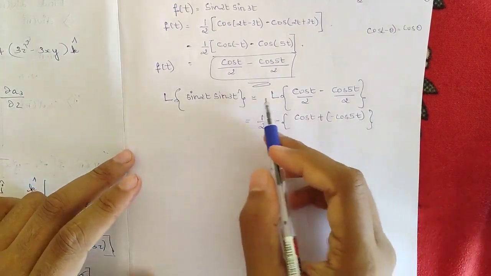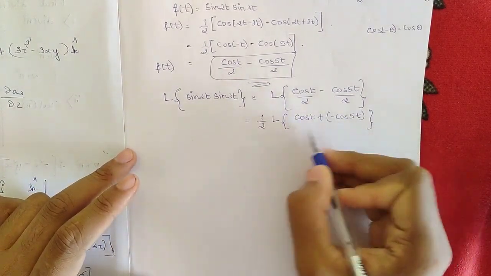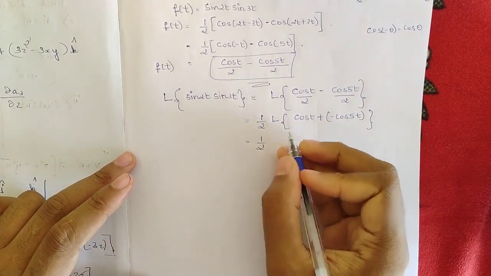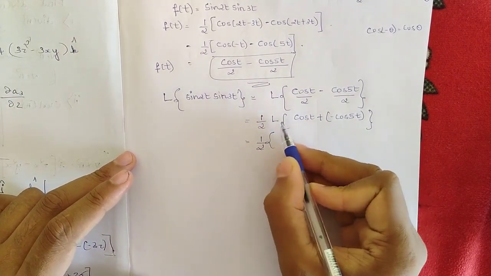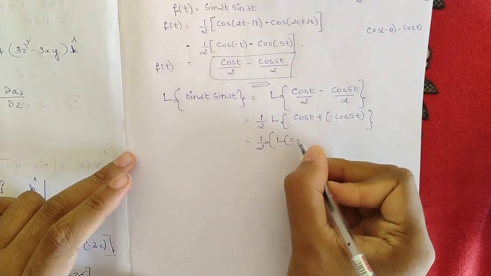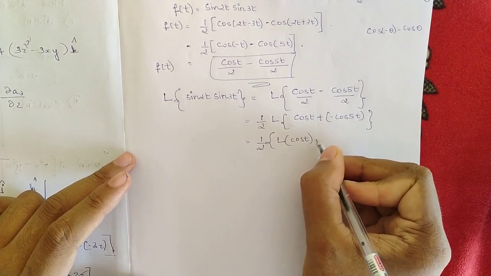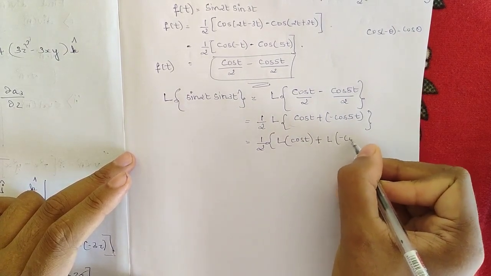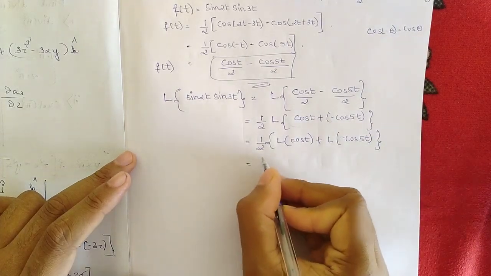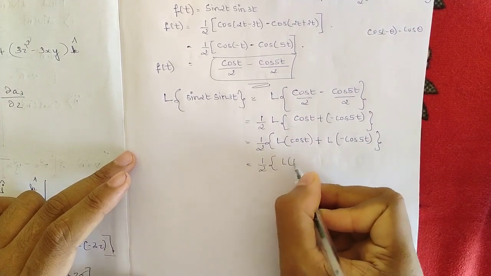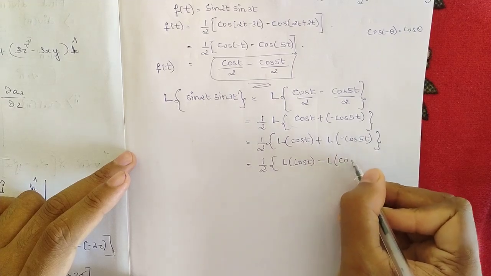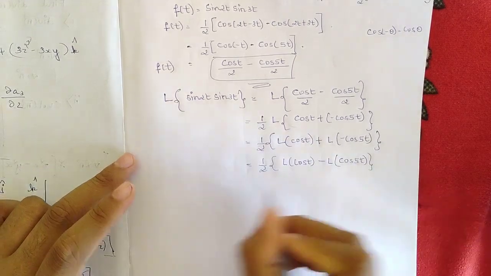According to that, here I have taken the constant outside and I have grouped the remaining terms. So 1 by 2. Now I am taking the separate Laplace transforms: the Laplace transform of cos t plus the Laplace transform of minus cos 5t. So now you would be getting 1 by 2 into the Laplace transform of cos t minus, putting the minus sign outside, the Laplace transform of cos 5t. Like this we have simplified here.